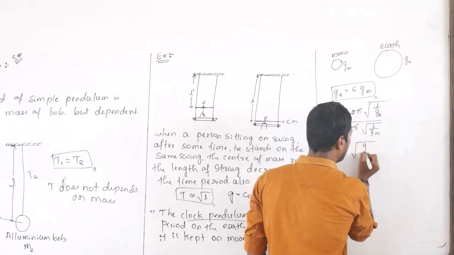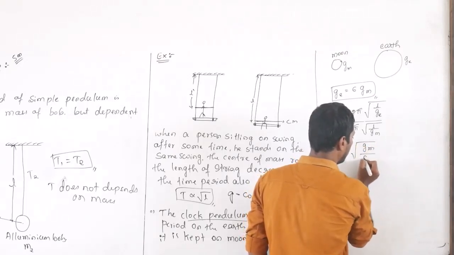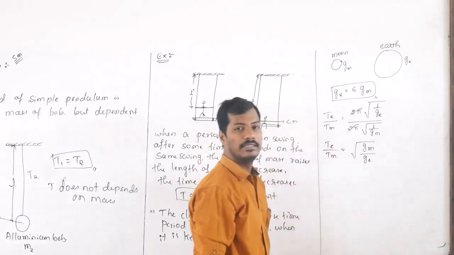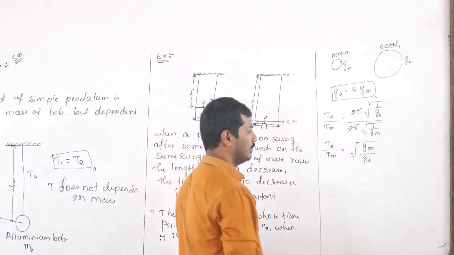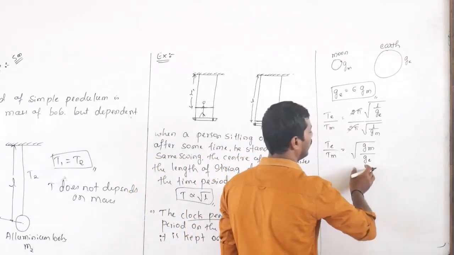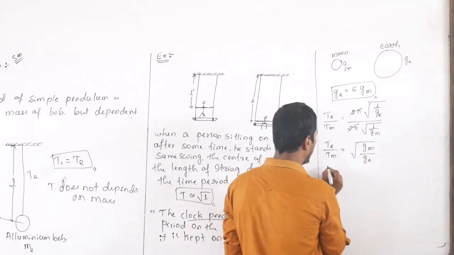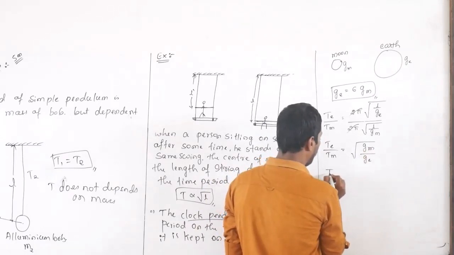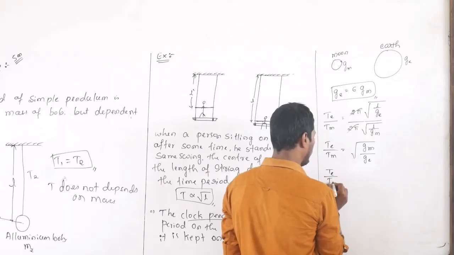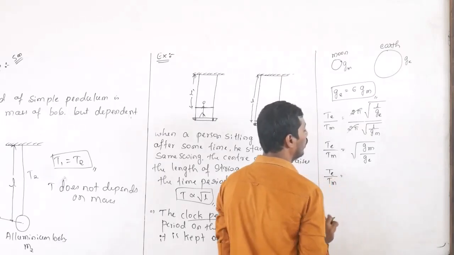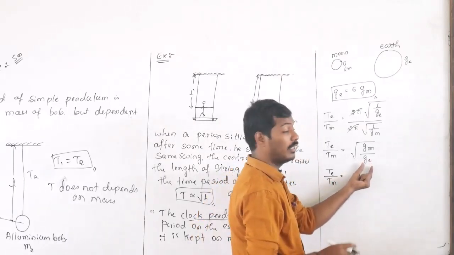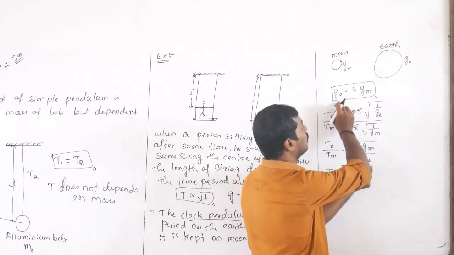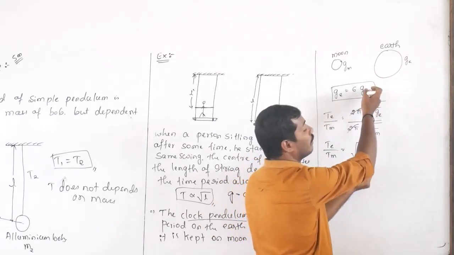Root of GM divided by G is there. If you want to calculate the time period of the earth as compared to the moon, the gravity is there. Here the gravity of earth is equal to 6 times the gravity of moon.